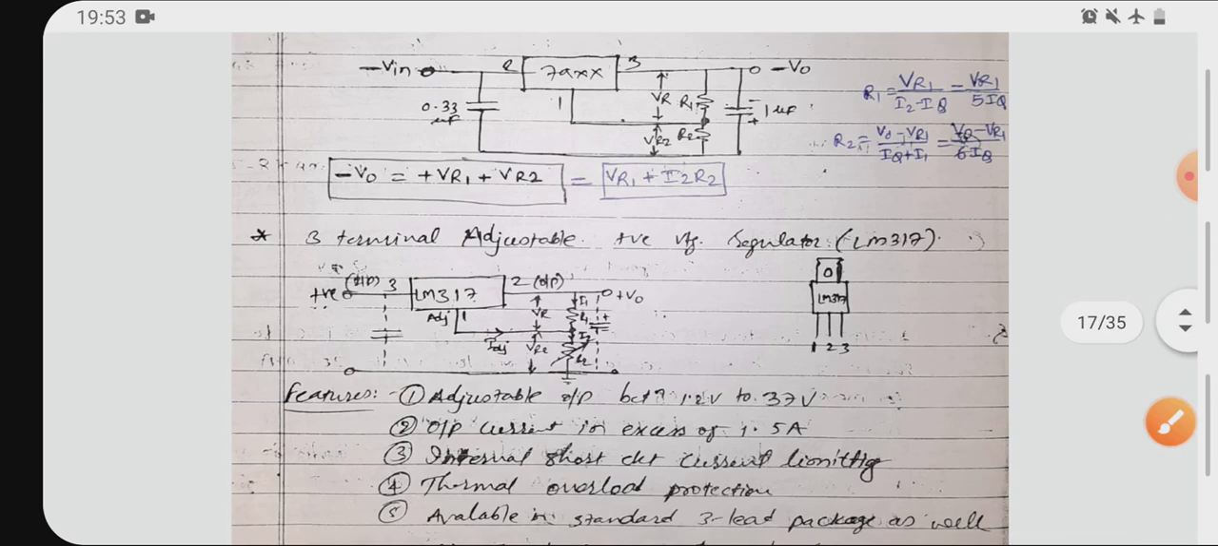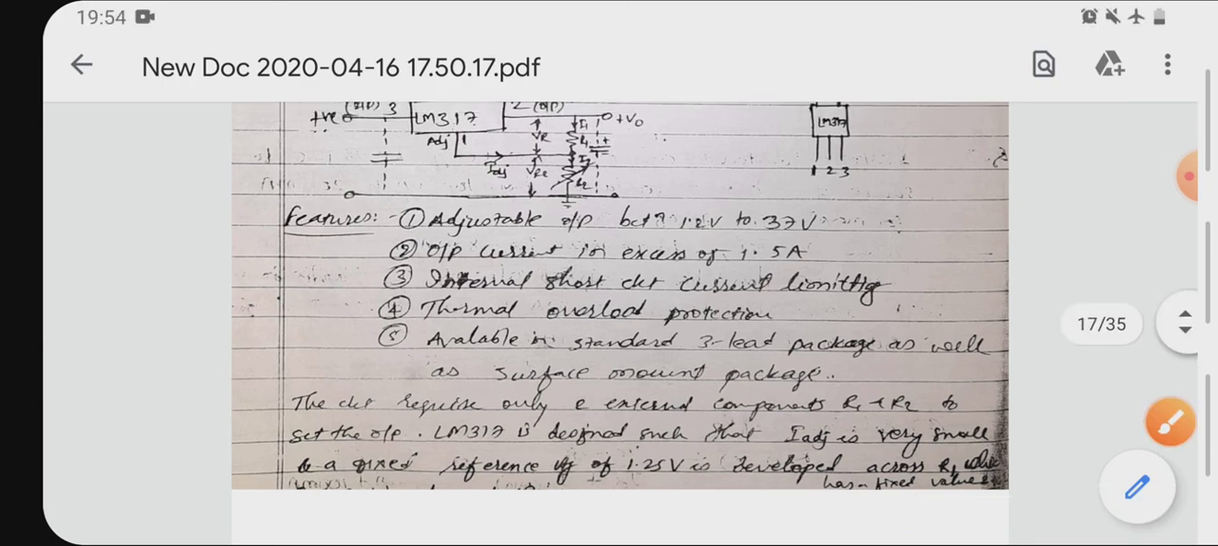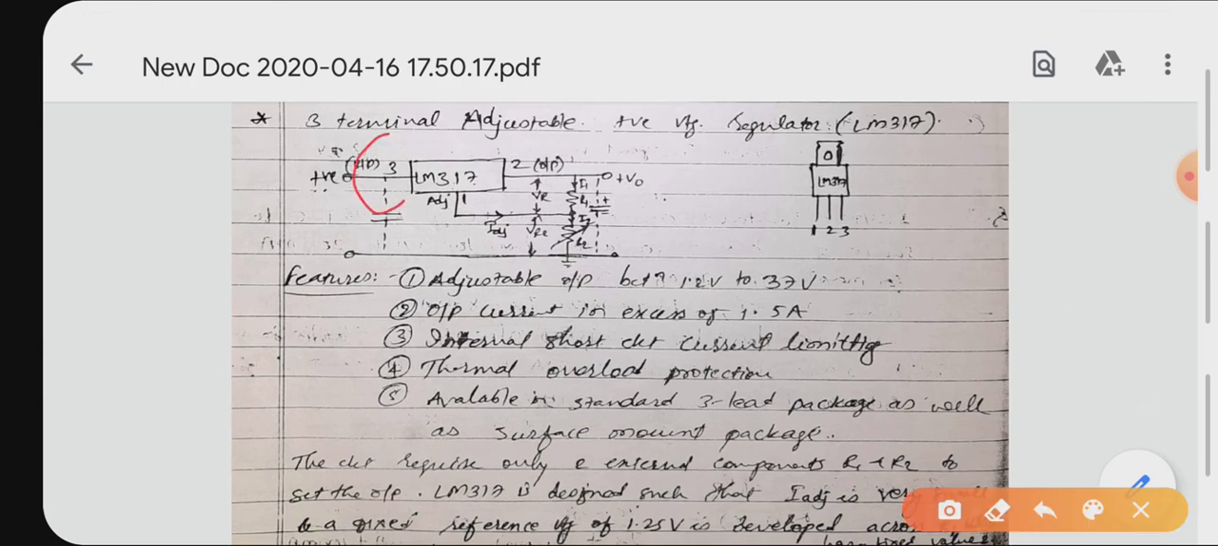Moving to 3 terminal adjustable positive voltage regulators. Adjustable means variable voltage regulator. So the positive voltage regulator is LM317. Again the circuit diagram is a little bit the same. The pin numbers are different. Here pin number 3 is input, 1 is adjustable and 2 is output. Keep in mind that 3 is input, 1 is given to the voltage divider formed by R1 and R2, and pin number 2 is output. This is the pin diagram of IC LM317, 1, 2, 3 same as 78 and 79 series.